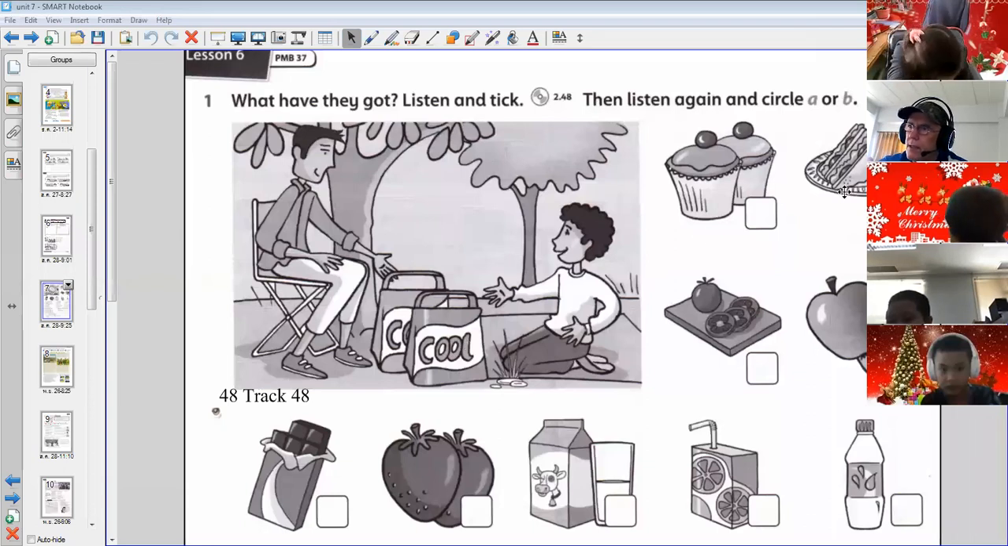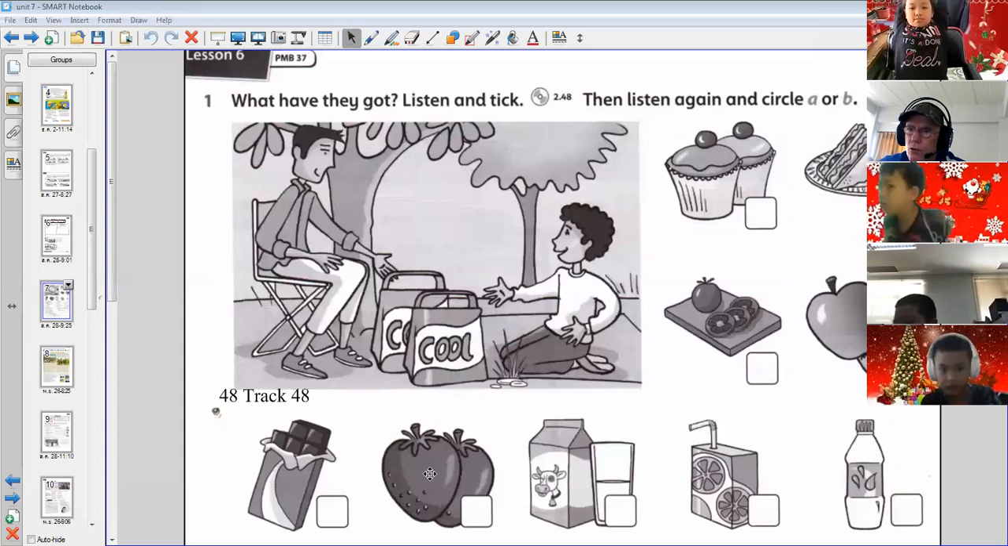And over here, we can see pictures of food or drink. And it looks like they are all countable or uncountable plurals. Okay, so we have two cakes, don't we? Two small cakes, sandwiches, tomatoes, apples, chocolate, strawberries, milk, juice, and water.